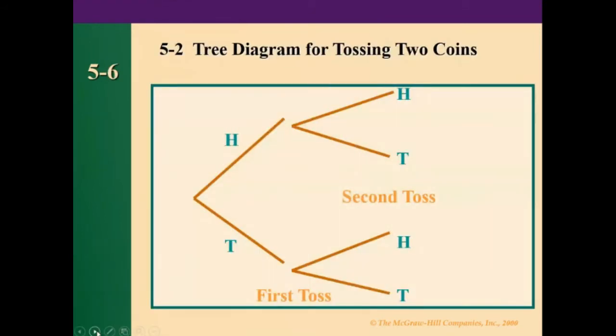For example, we're going to toss two coins. So the result of tossing a coin is either head or tail. Okay, so for the results, we could have head, head, head, tail, tail, head, or tail and tail. So tossing two coins, we could have four results. Okay, so that's through using a diagram or tree diagram.